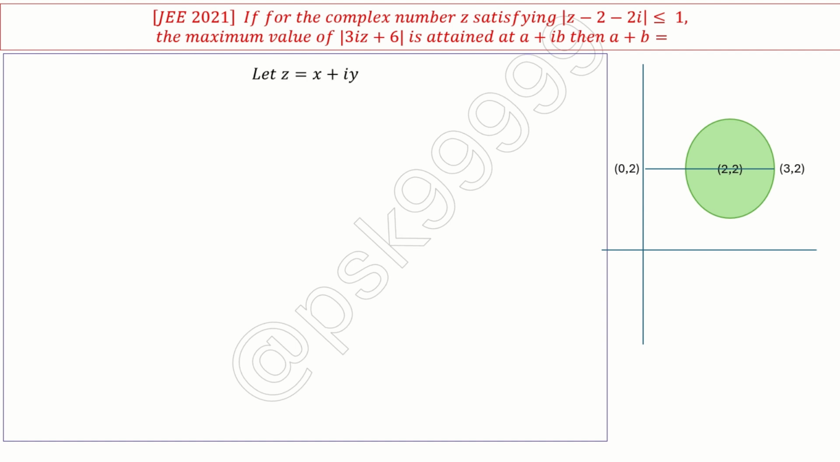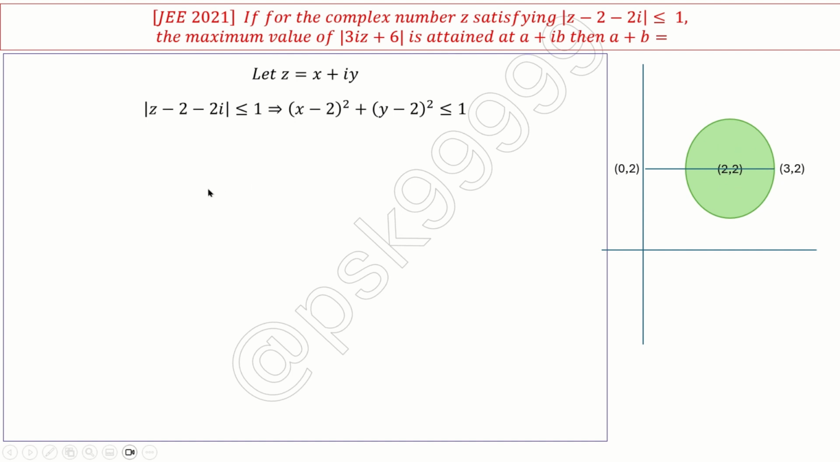Let z be x plus iy. Then modulus of z minus 2 minus 2i less than or equal to 1 is nothing but a circle inequality, whose center is at (2, 2). If I write this, it becomes (x minus 2) whole square plus (y minus 2) whole square less than or equal to 1 square, which is 1. So if I draw a circle with (2, 2) as center and 1 unit radius, then all the area within this circle is my possible solution set. This green area is my solution set from the first inequality.